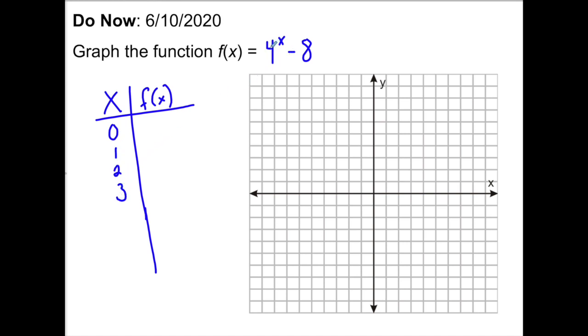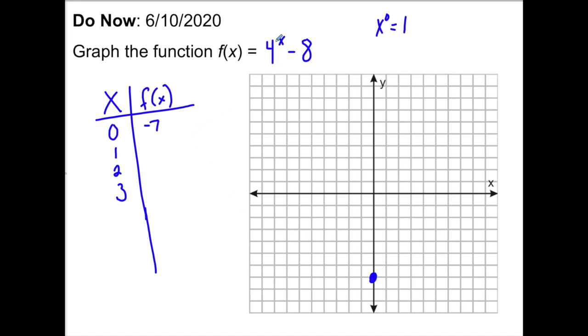So remember, anything to the power of 0 is always equal to 1. Another thing I've seen, and it's totally understandable, is some people think 0, like you're multiplying by 0, but when 0 is an exponent, you should be getting 1. So 4 to the 0 is 1, and then 1 minus 8 is negative 7. And then (0, negative 7) becomes a point on the graph.